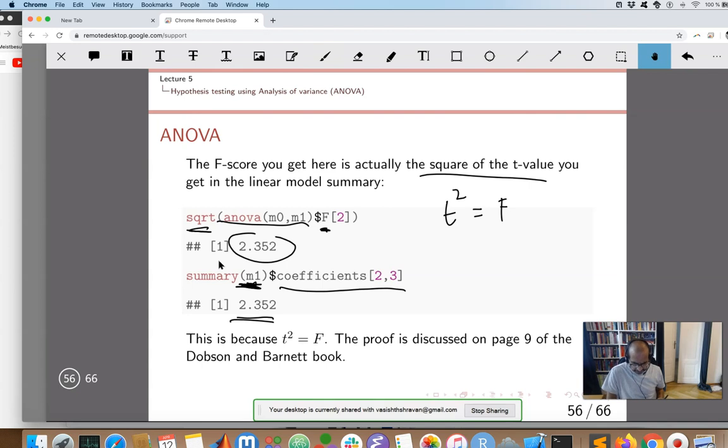So these points are discussed in various textbooks. There's a famous introduction to generalized linear models textbook. I may even have it here. Let me see.